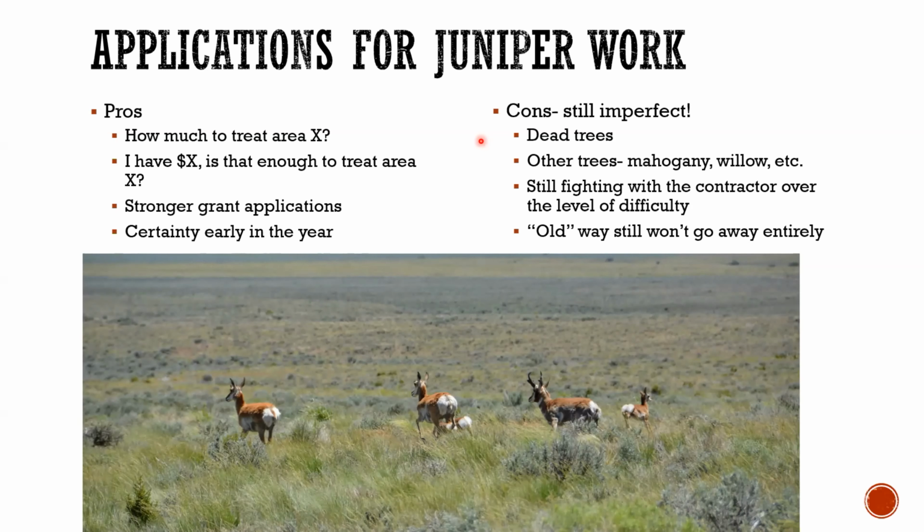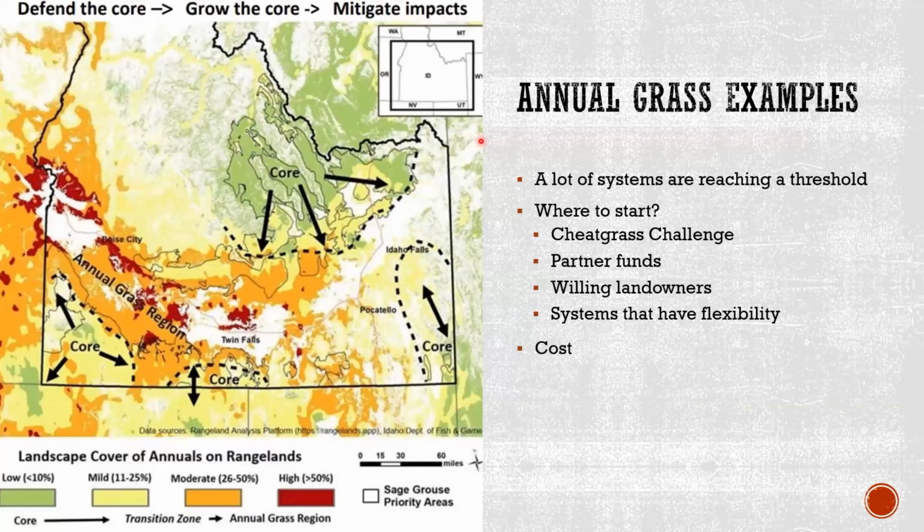And you're still going to have to deal with the contractor, who's probably going to want to get paid at the higher level of difficulty. But at least you have a defendable baseline of saying, well, prove it to me that it's not this, what the RAP says essentially. So that's kind of my deep dive into how I'm using it for juniper removal.